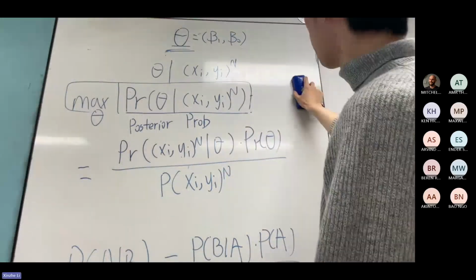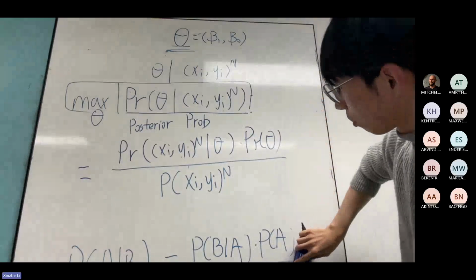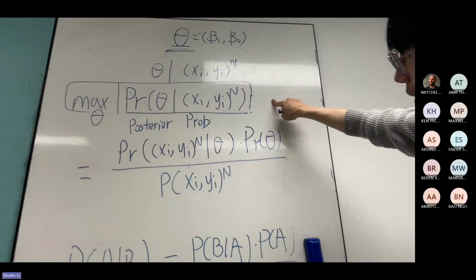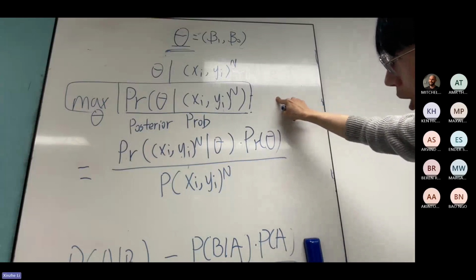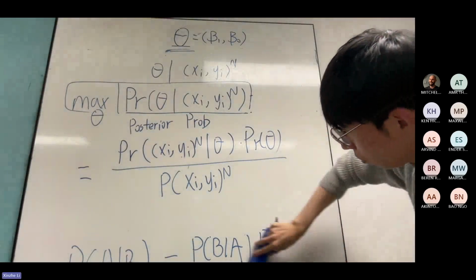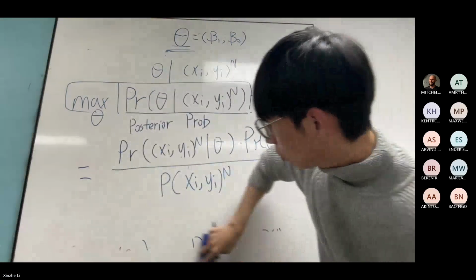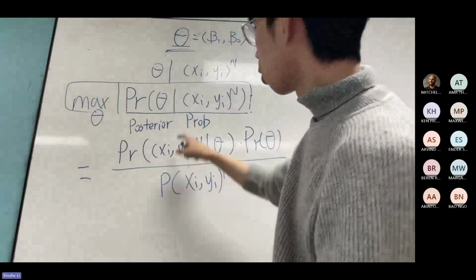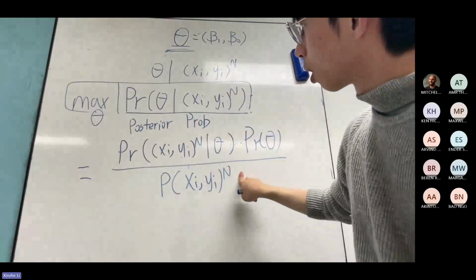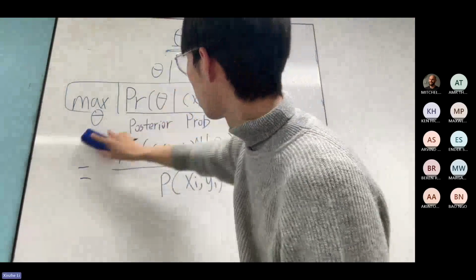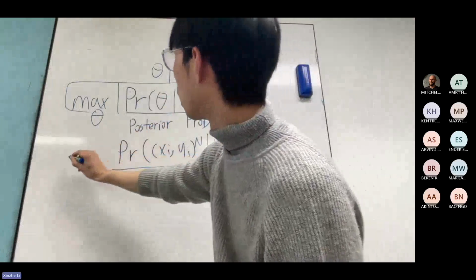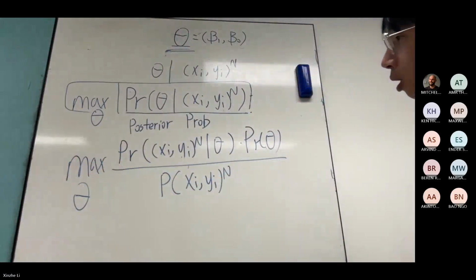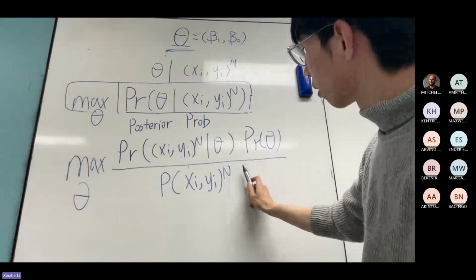So let's have a look. Bayes' theorem is applied to our machine learning problem. Okay, so now we don't need to solve this. We solve this. We want to find the theta that maximizes this.